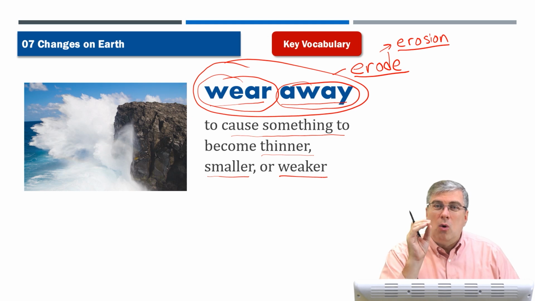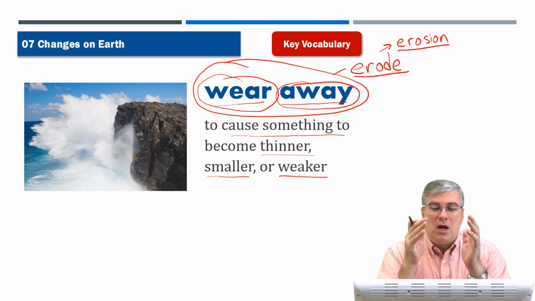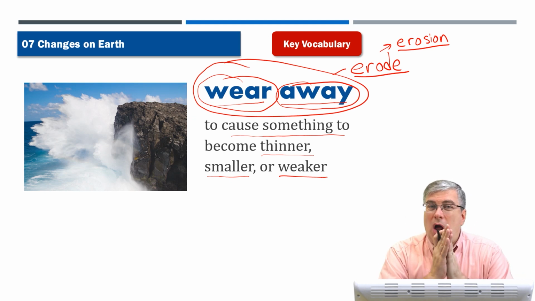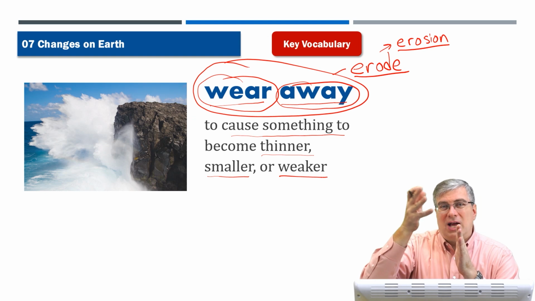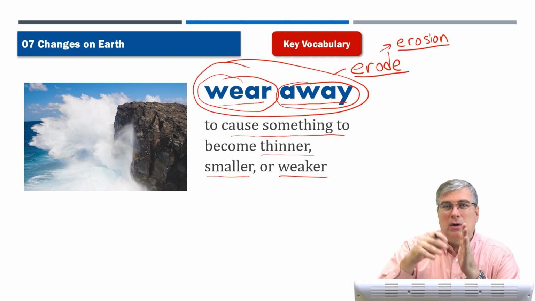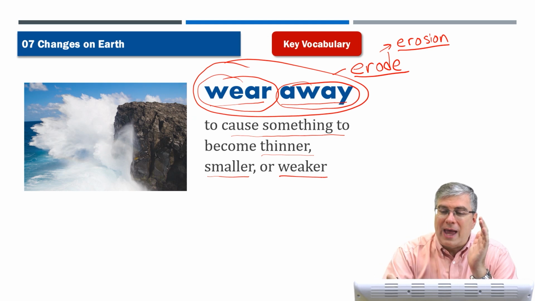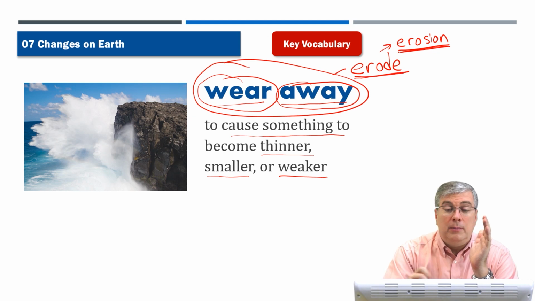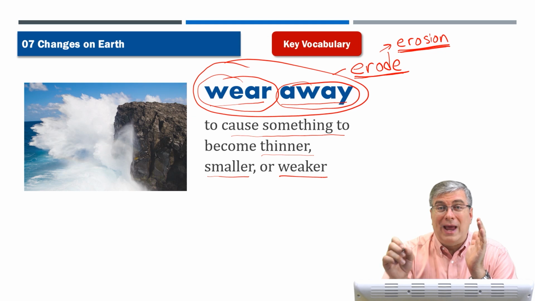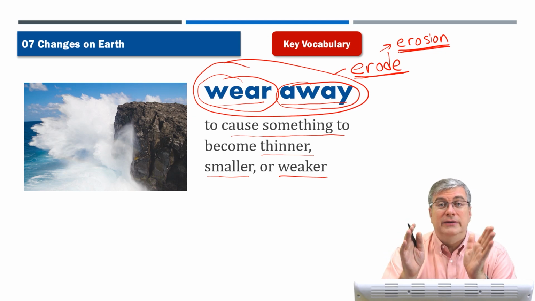When we talk about wind, water, other forces acting on, for example, rocks, and the rocks over time, they fall down, they become smaller, they become weaker, or the rock layer becomes thinner, we call that erosion. That process is called erosion, and we can say the rocks erode, but it means that they wear away. All similar ideas. Okay, good.